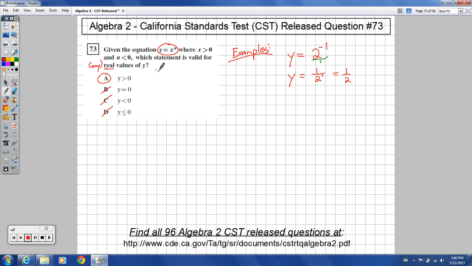You could do this with any values you wanted to, as long as x is greater than 0 and n is less than 0. Let's try one other example just because we can. Let's try 3 to the -4. We can put this over 1, think of it as a fraction, flip the place in the fraction there, and make it a positive power. And then 3 to the 4th would be 1 over 81. So it's getting pretty close to 0, but it doesn't actually equal 0, and it's definitely not less than 0.